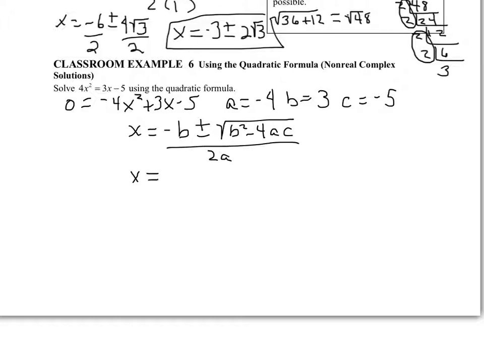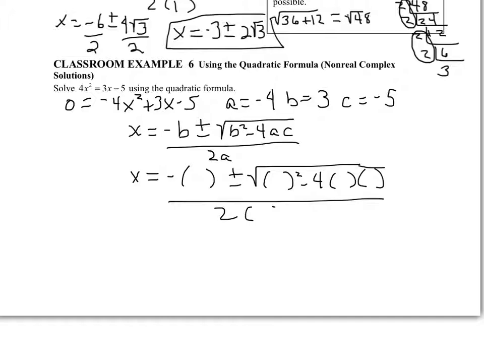Now, I want to go back, and I'll replace each of those variables with a parentheses, and then I will substitute in these values that I just found for A, B, and C. My B value was 3. The A value was -4. C was -5. And on the bottom, A was -4.